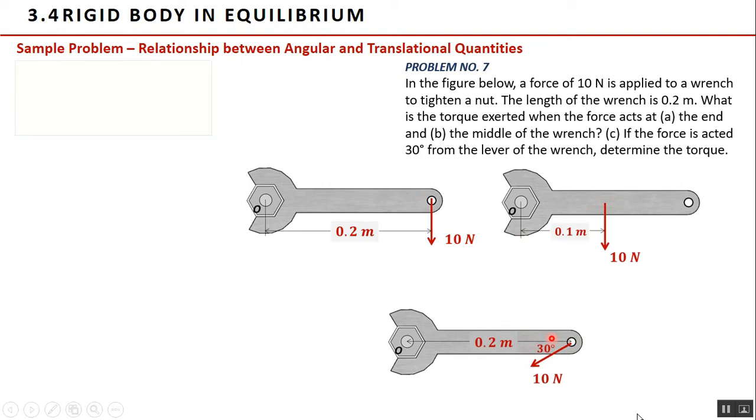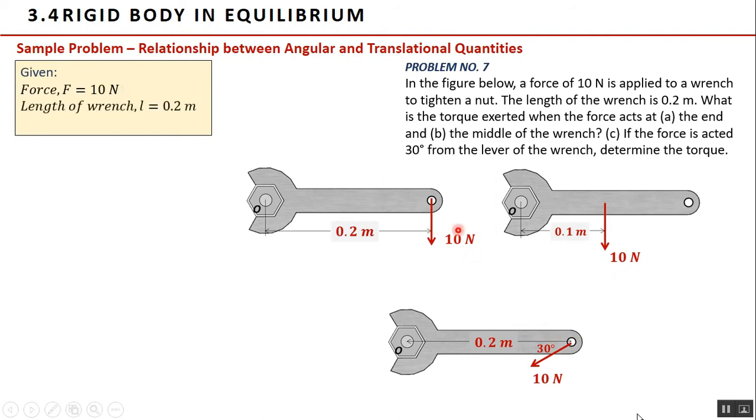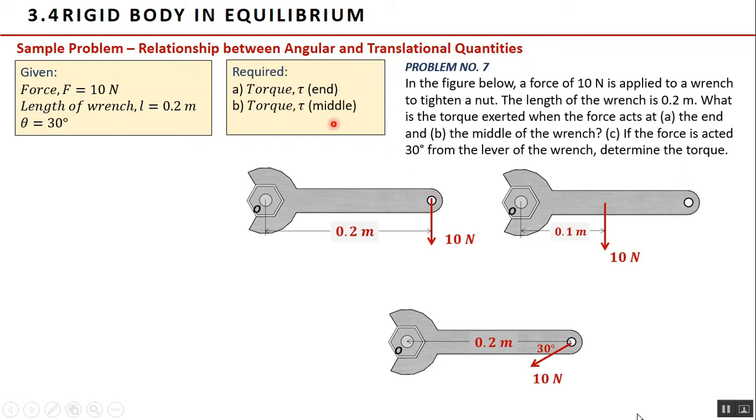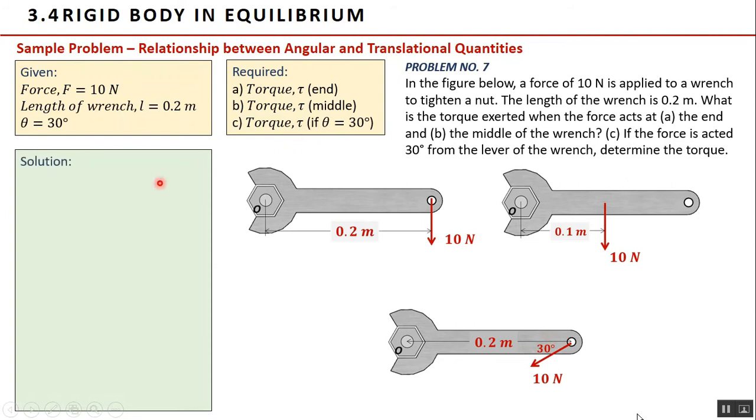Okay, we list down the given information. The magnitude of the force is 10 newtons, and the lever arm of the wrench L is 0.2 meter. And for letter C, we have 30 degrees. What we need to look for is, letter A, the torque when the force is acting at the end of the wrench. Letter B, the torque produced when the force acts at the middle. And letter C, the torque if the force acts at the end, 30 degrees from the wrench. Now, we are ready to solve.